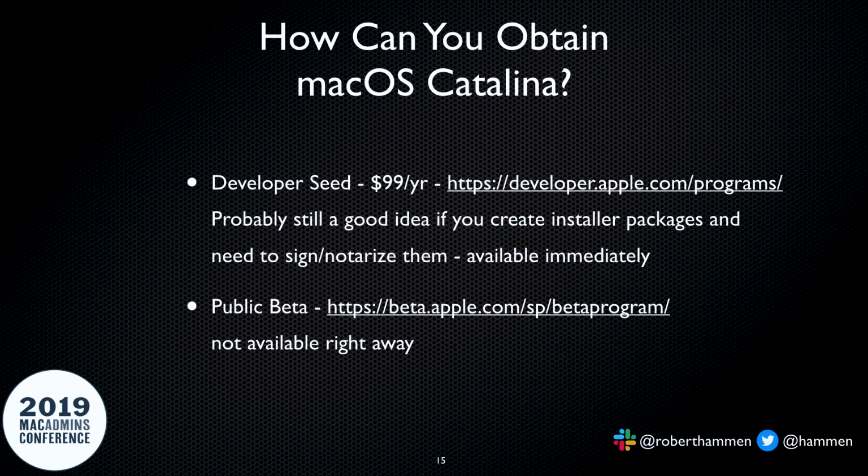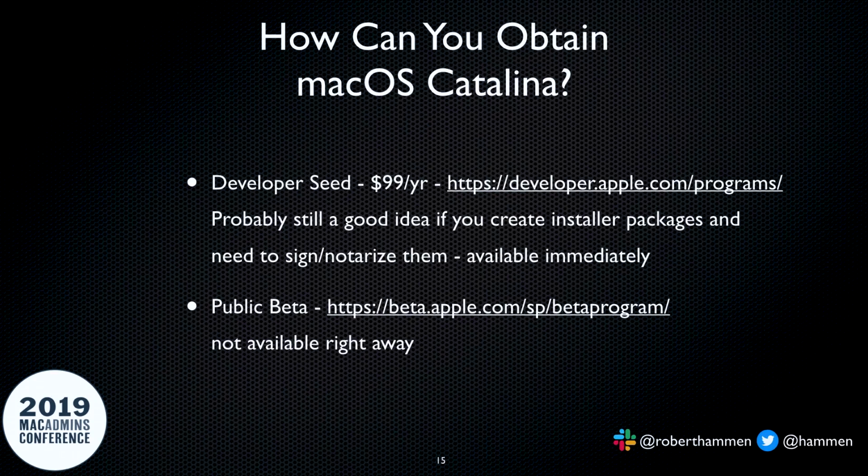Okay, so let's get down to the nitty-gritty. How do you get Catalina? Well, there's this thing called AirDrop. No, just kidding. You should all have that off. When you go to a conference, a couple things you should always do. Number 1, disable AirDrop. Number 2, disable SSH and VNC and turn on your firewall.